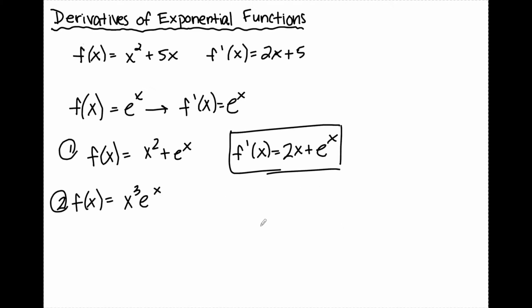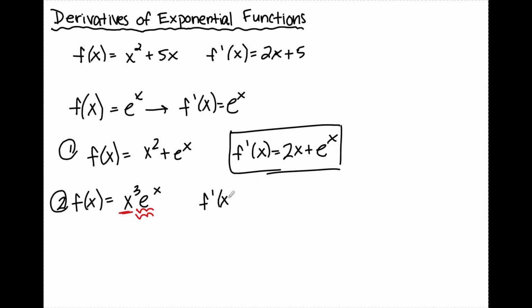So the derivative of this function is 2x plus e to the x. Number 2. F of x equals x cubed times e to the x. Since these two terms are not separated by addition or subtraction, I can't just take the derivative of each piece individually. Since I'm multiplying these two terms, I have to use the product rule. So x cubed is going to be my first, and e to the x is going to be the second. Remember, the product rule says first times derivative of the second plus second times derivative of the first.